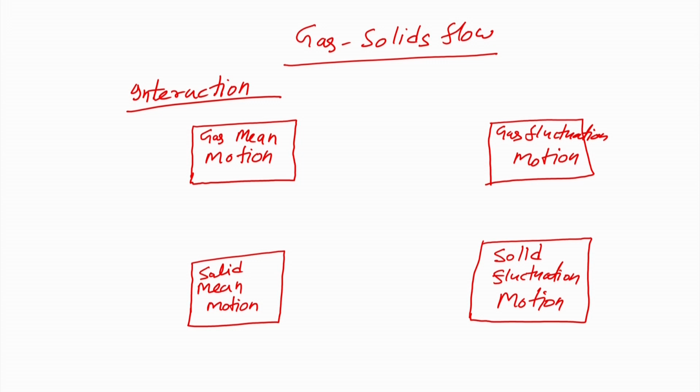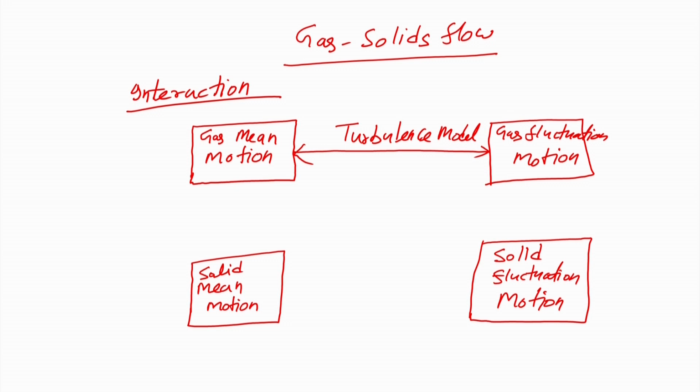They are going to interact with each other. There is a certain level of interaction between the gas mean motion and gas turbulent motion, and that is modeled by using the turbulence model. You might have heard the names K epsilon, K omega, LES, RNG; all those are models to understand how the fluid mean motion and fluid fluctuating motion are correlated.